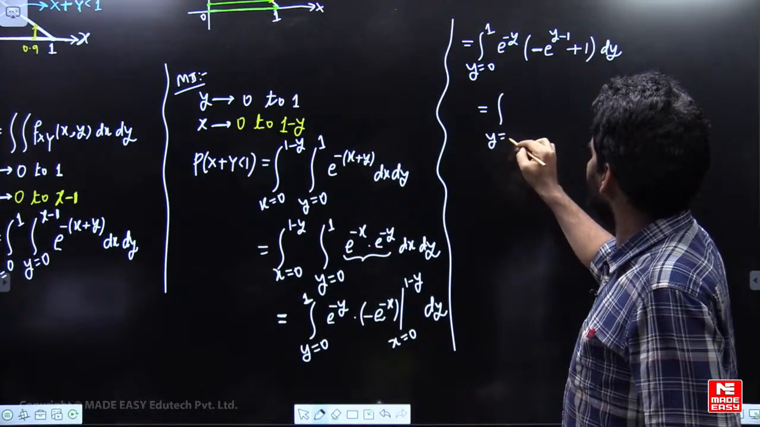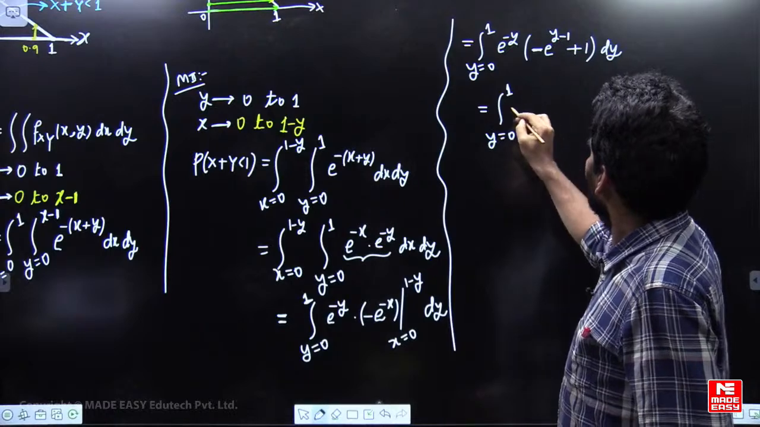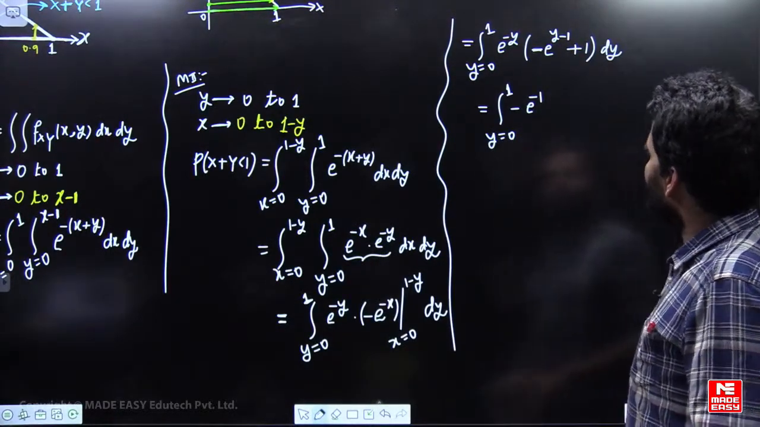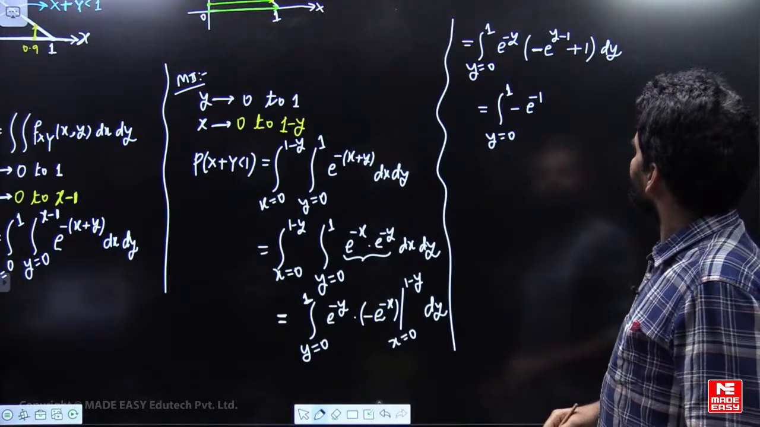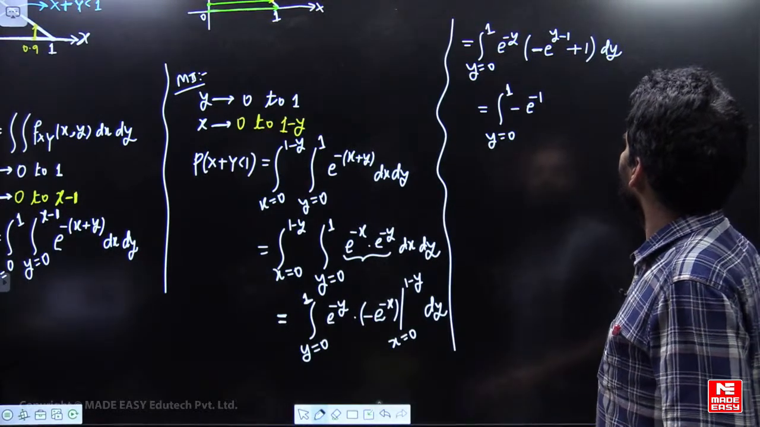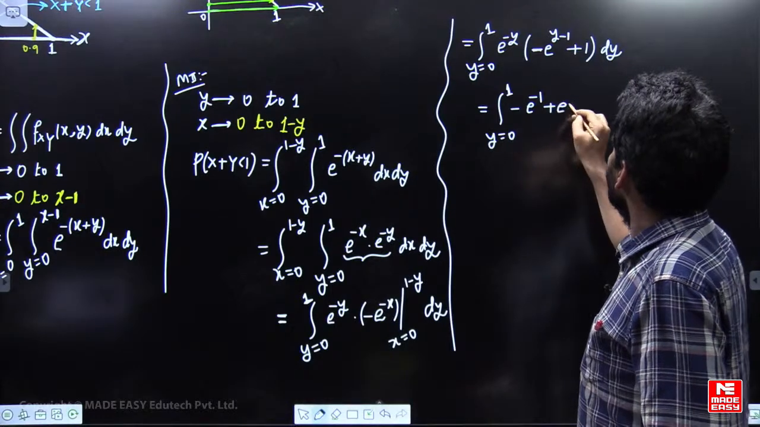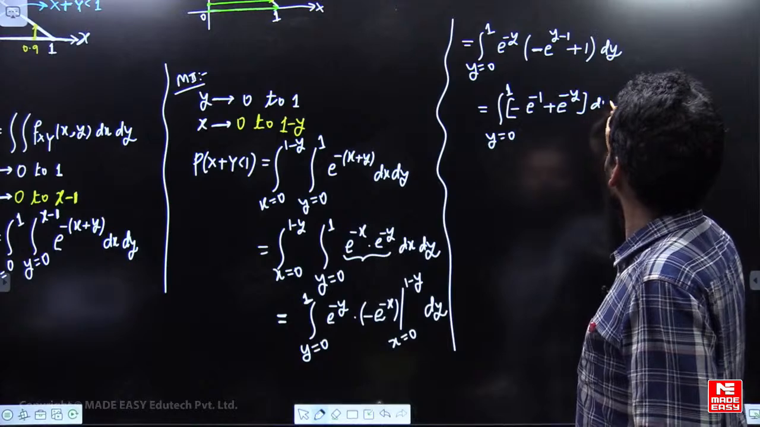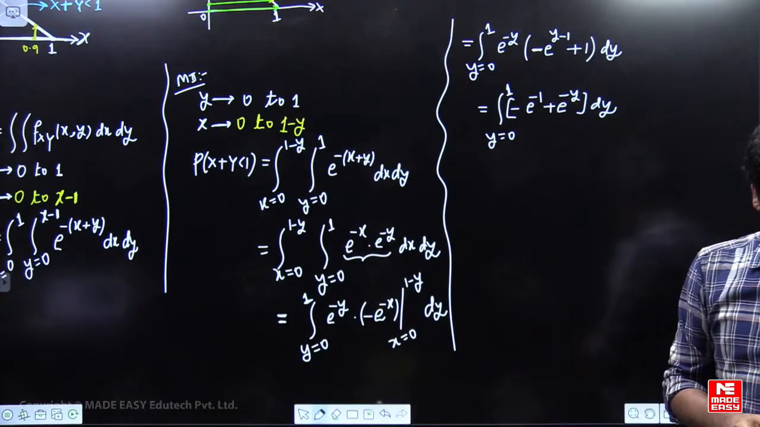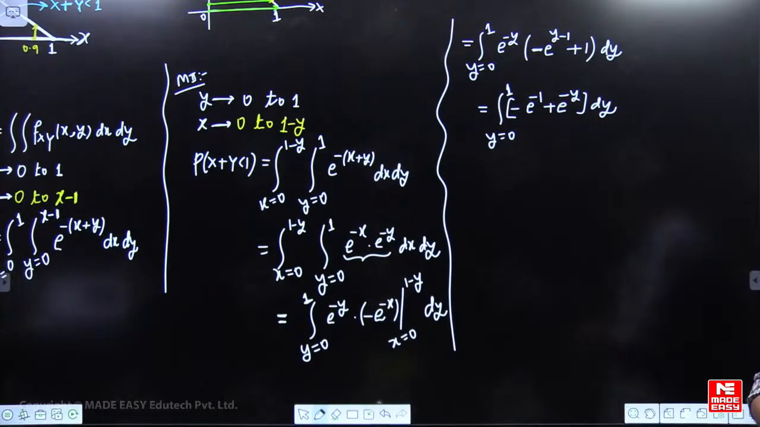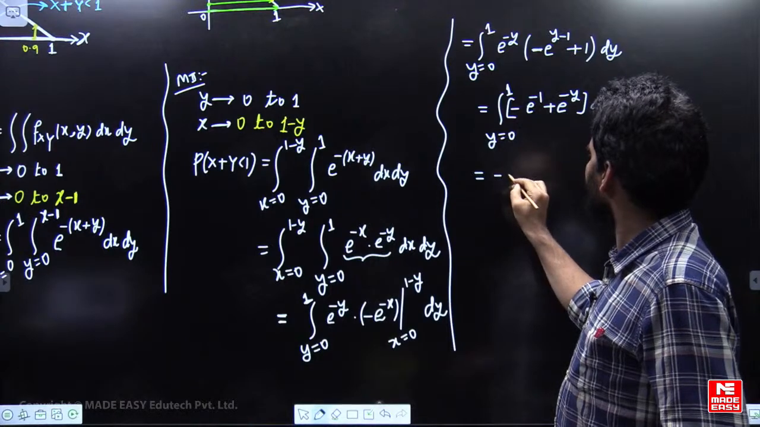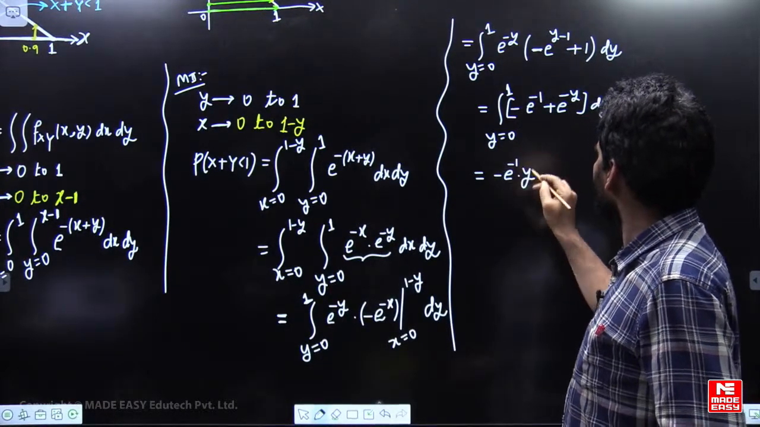So y goes from 0 to 1. This is minus e power minus 1, and plus e power minus y dy. If you do integration with respect to y, this is minus e power minus 1 y.